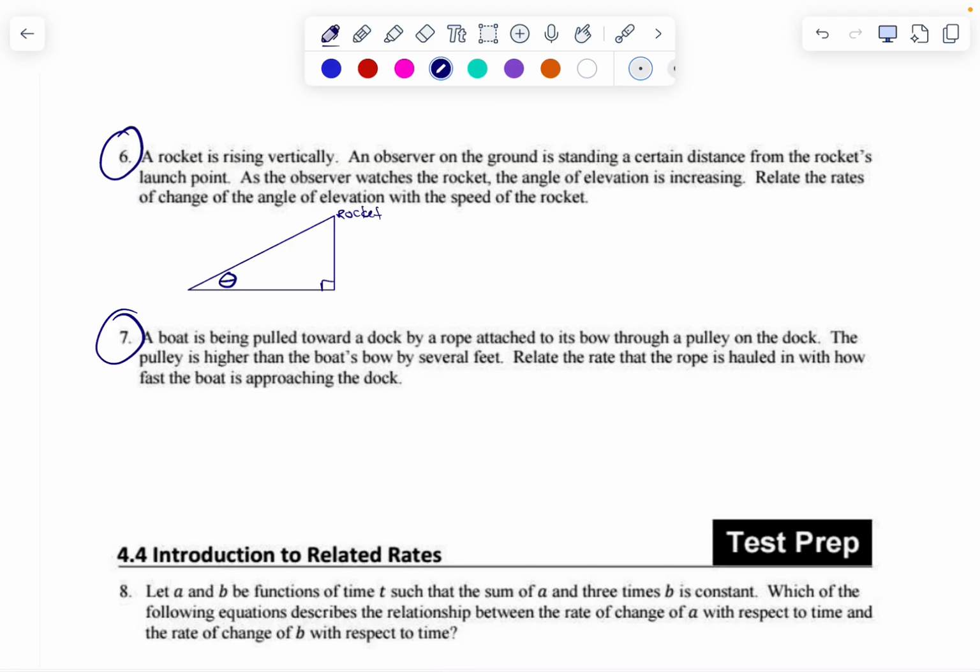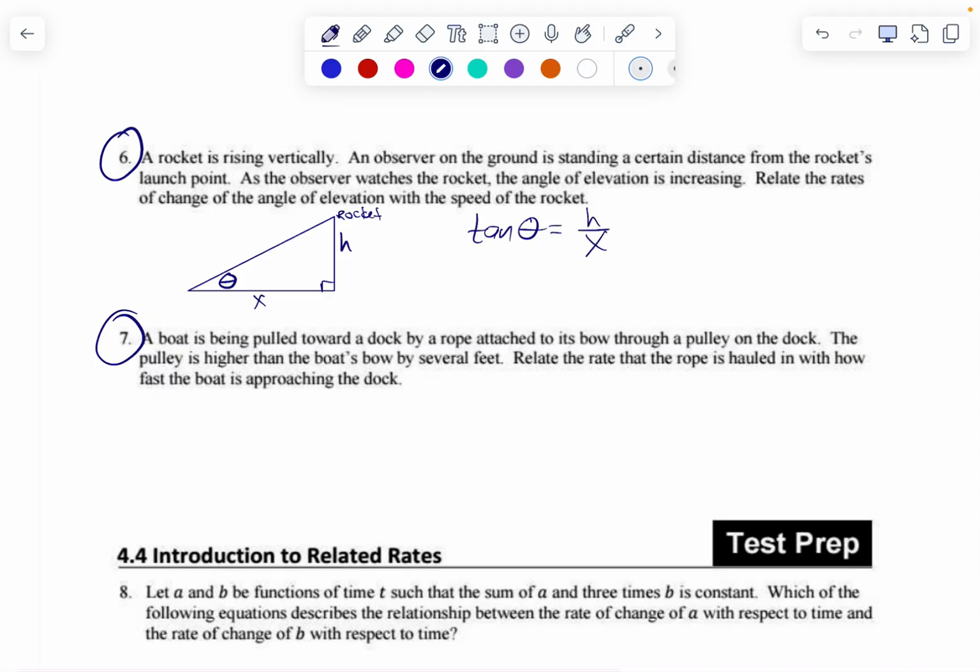So I might call the rocket's height h, and how far away from the rocket we are, x. What relates those three things? Oh, time. Tangent of theta equals h over x. Good. Is the observer moving closer or farther away from the rocket? He's not. No.